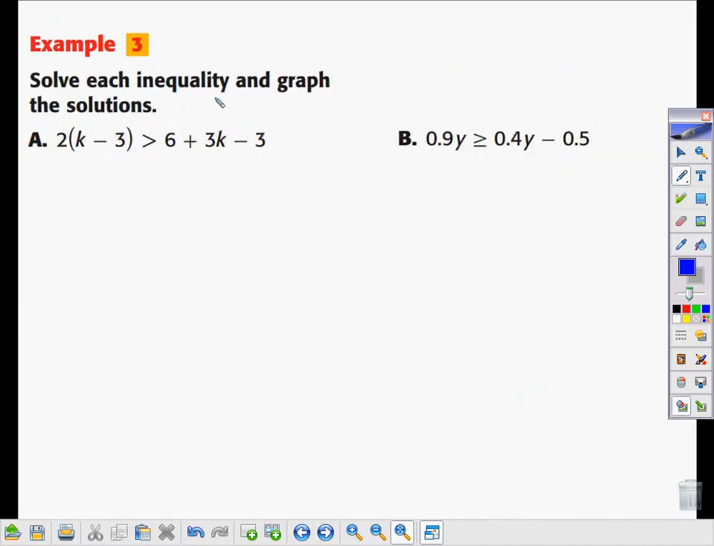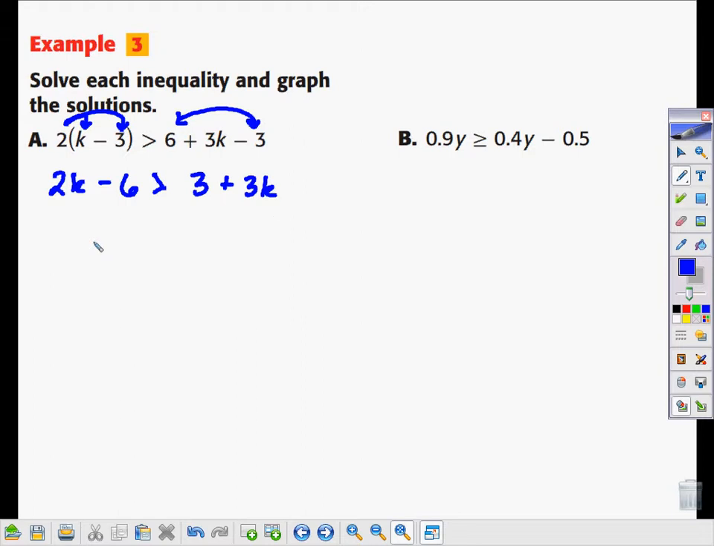Okay. Let's go here, solve each inequality and graph the solutions. So this first one, we have to do some simplification before we can actually solve for our variable. I'll have to distribute the 2 inside here. So 2 times k minus 2 times 3 is 6 is less than, and on this side I've got to combine my like terms. The 6 take away 3 is just 3 plus 3k.